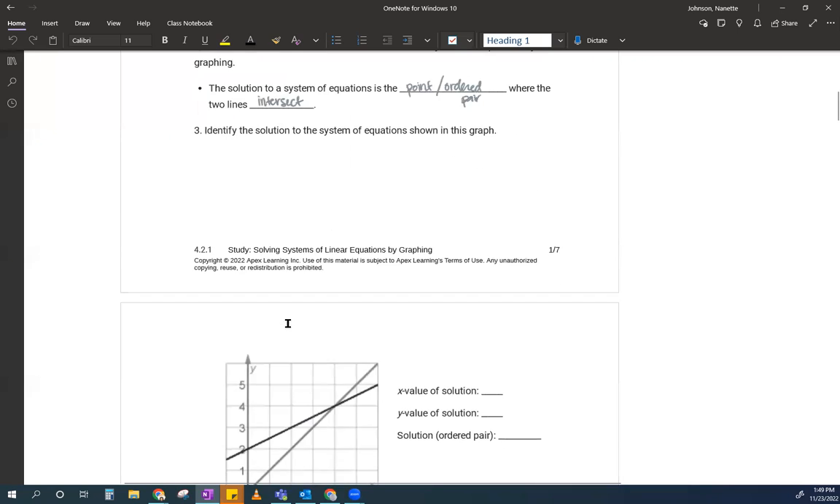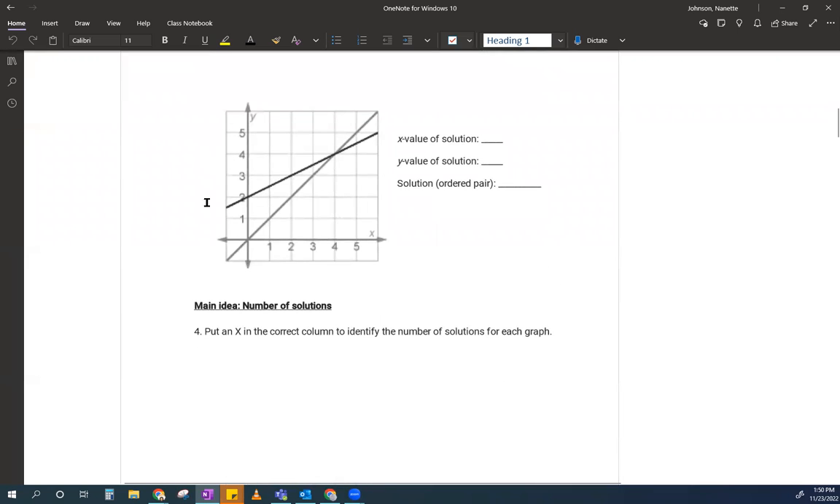Okay, and then if you look, this is a system of equations right here. How do I know? Because there's two lines, okay? And then again, it's the point where they intersect. So first you have to find out where they intersect, and you're like, oh, they intersect right here. But right here is not a very good description of where they meet. So we need the actual location. And so now we just say the X value is 4, the Y value is 4. So your solution is 4, 4. Remembering that the first number is X, the second number is Y.